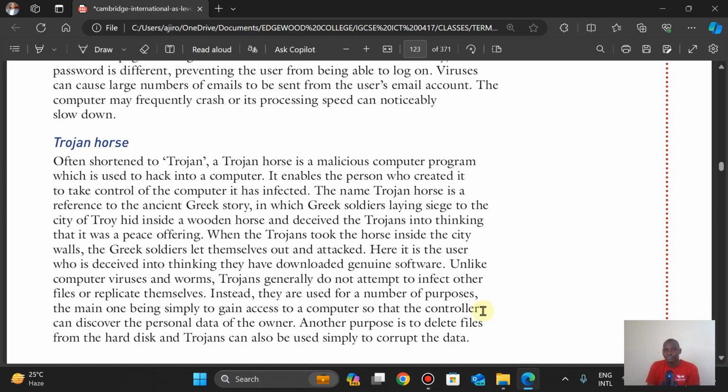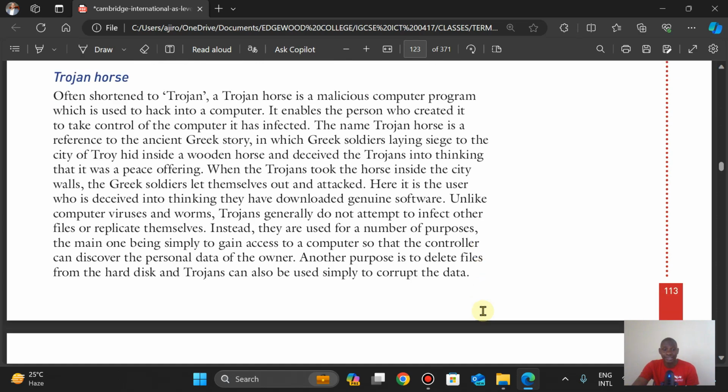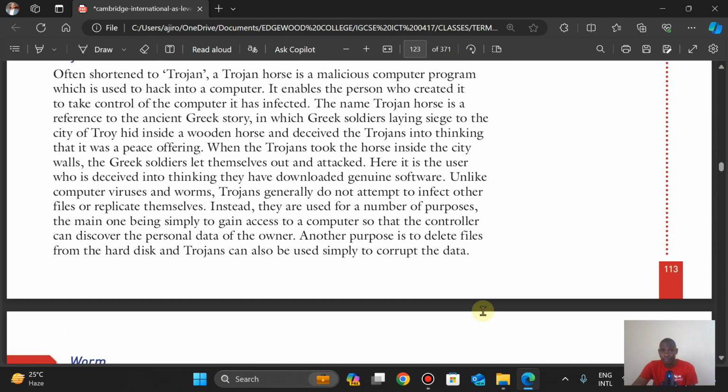Unlike computer viruses and worms, Trojans do not attempt to infect other files or replicate themselves. Instead, they are used for a number of purposes. The main one is being able to gain access to a computer so that the controller can discover personal data of the owner. Another purpose is to delete files from the hard disk. Trojans can also be used to corrupt data as well. So you have to take note.